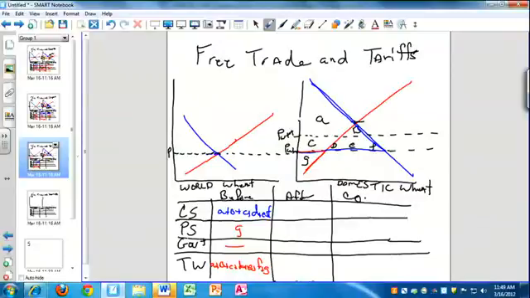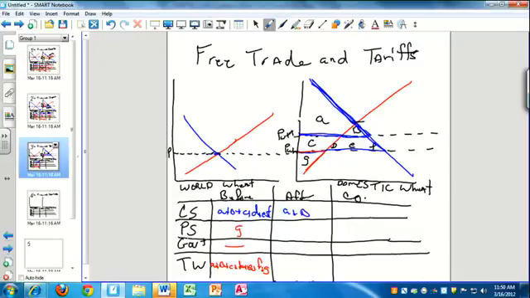If I draw the actual effects on the graph, just repeat to yourself the definition of consumer surplus. It's everything above the price the consumer's paying, which is PW plus T, to the left of the quantity. Wait, do I stop there? No, I keep going to the demand curve. So with the tariff put in, the higher price, the consumer surplus is A plus B.